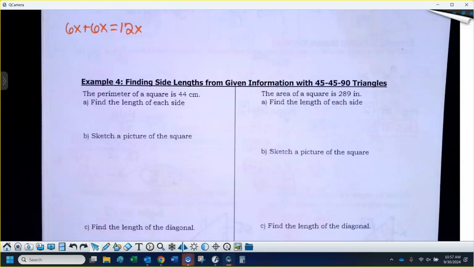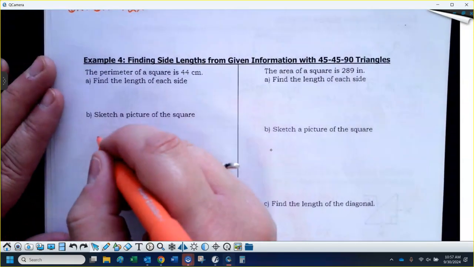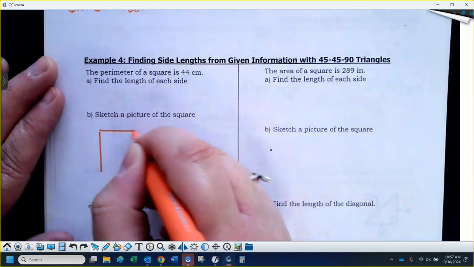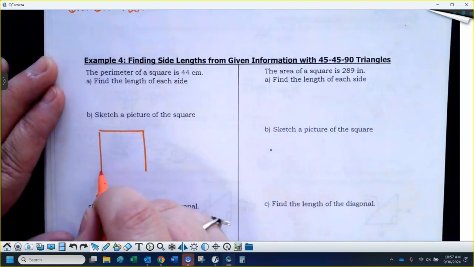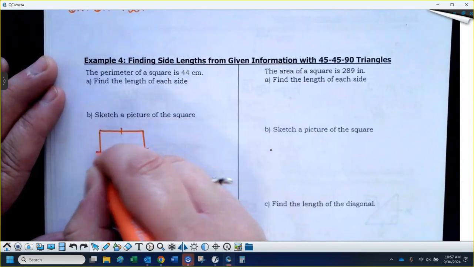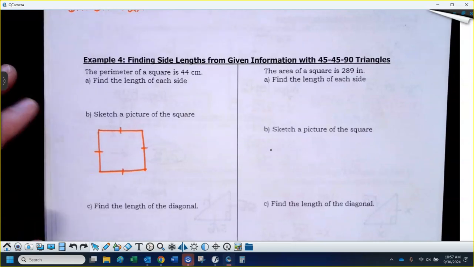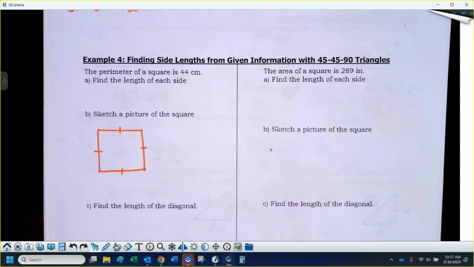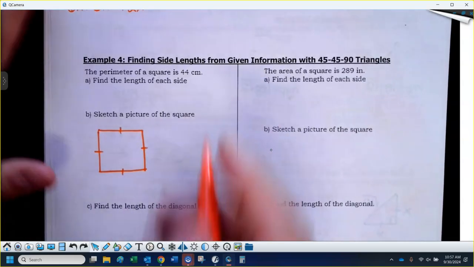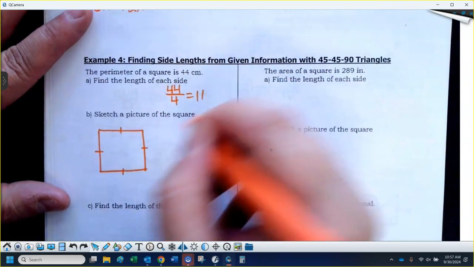Okay, now I'm going to slide down here real quick. I'm going to sketch you a picture of a square. It says the perimeter of this square is going to be 44. If I tell you the perimeter is 44, how would you find the length of the side? If you know all the way around the outside is 44, how would you find the length of one side of the square? Divide by 4. All right, so all we're going to do is 44 divided by 4. So each of the sides would be 11.